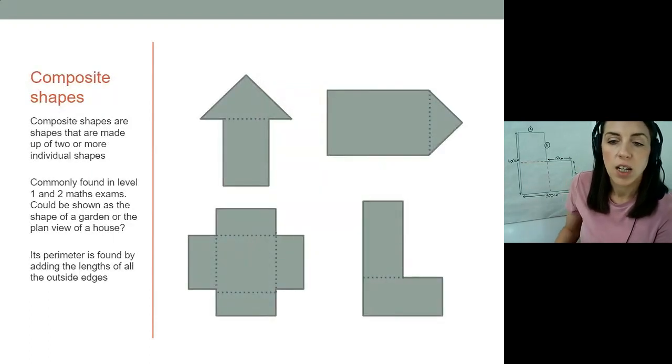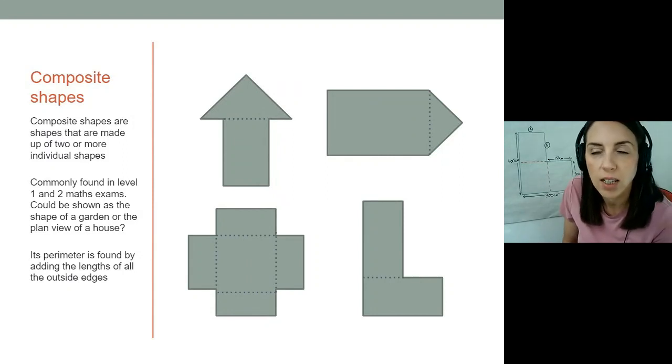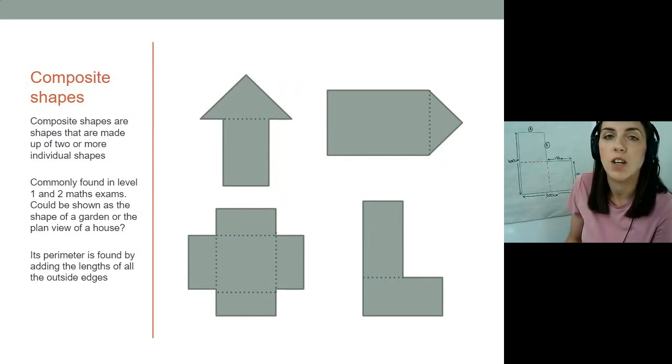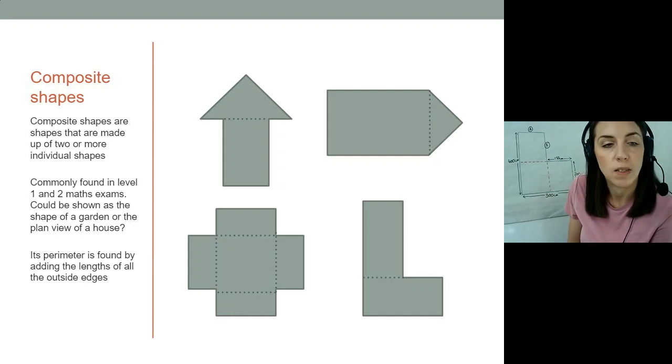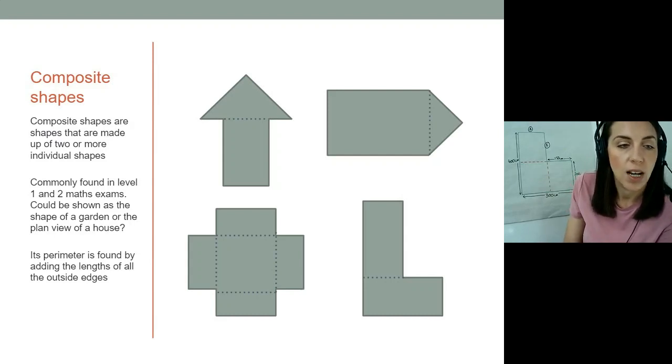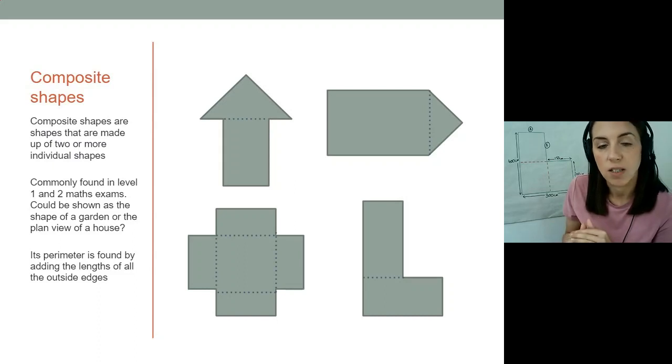So the next thing we're going to look at is composite shapes. So you might have seen composite shapes in your learning, and they quite often come up in your exams and your practice tests. Composite shapes are shapes that are made up of two or more individual shapes. So commonly found in level 1 and level 2 maths exams, and could be shown as the shape of a garden or the plan view of a house, for example. Its perimeter is found by adding the lengths of all the outside edges.